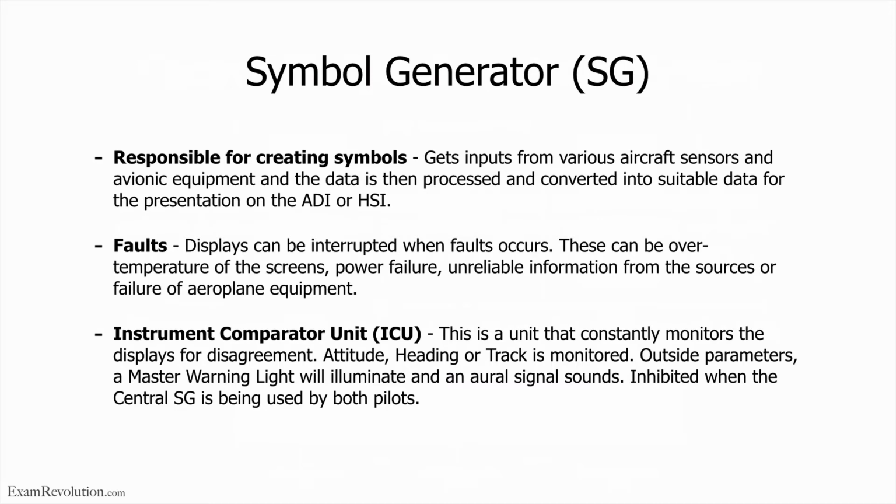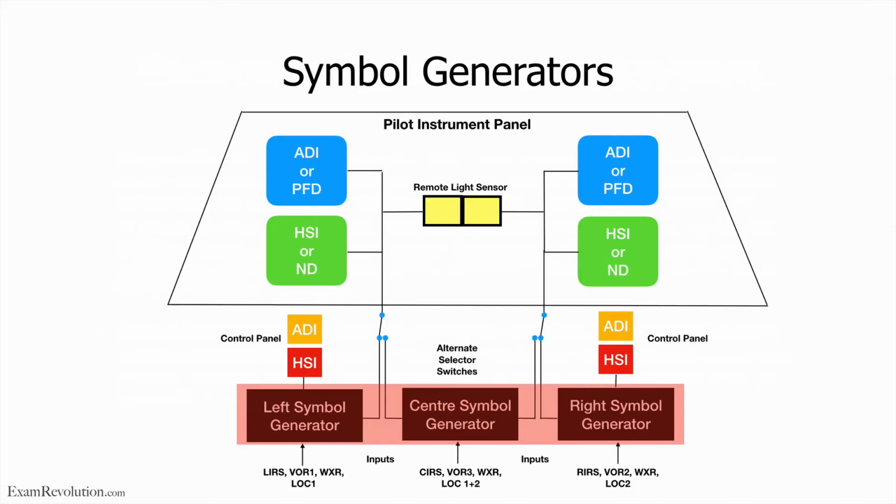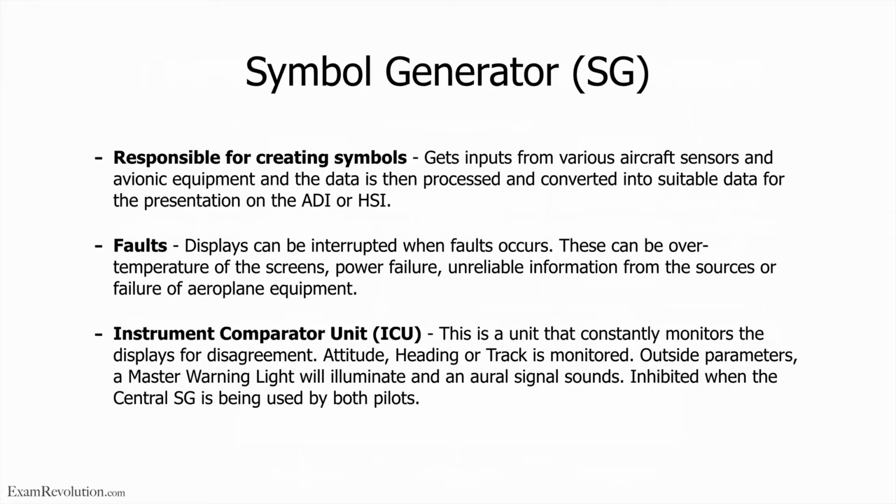So what are the symbol generators doing, right? And you've seen over here, we've got three of them: left, center, and right. They are responsible for creating the symbols, and it gets inputs from various aircraft sensors and avionic equipment, and the data is then processed and converted into suitable data for the representation on the ADI or the HSI, right? So it gets information from different sources, and then it takes that information and changes it into a symbol, right, which you can see on an electronic screen.